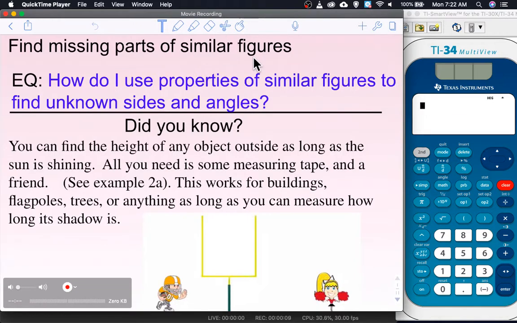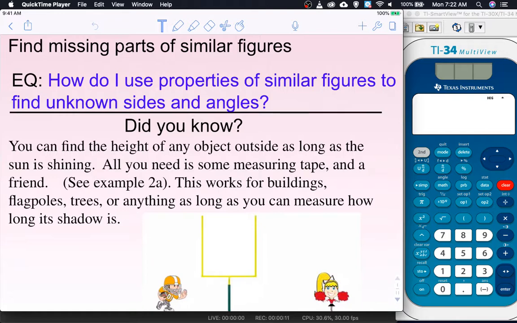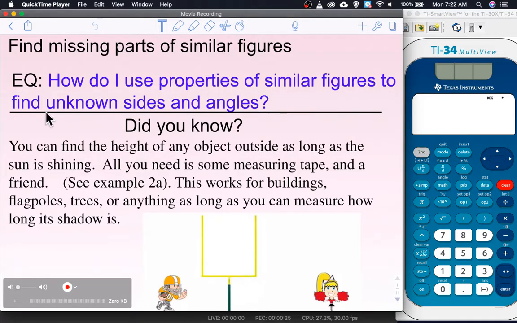So this is a continuation of the previous lesson, where we were learning all about similar figures. We learned that similar figures are proportional. Well, we're going to use that same idea to help us now use properties of similar figures to find unknown sides and angles.